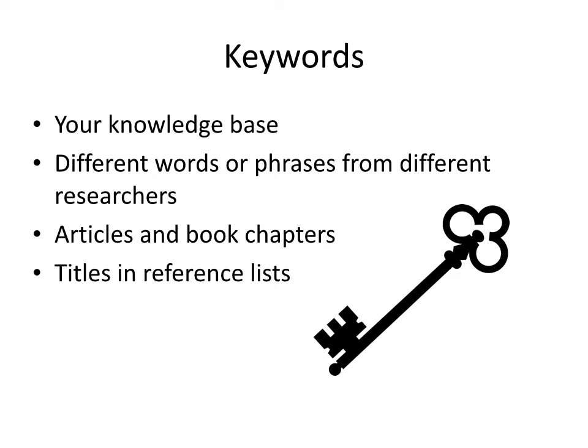When you're looking for keywords to use, start with what you already know about the field or a particular article that you've read that really fascinated you. And then keep in mind that different words or phrases come from different researchers in different parts of the world. Articles and book chapters often have reference lists, so don't discount the reference lists that are with the articles.